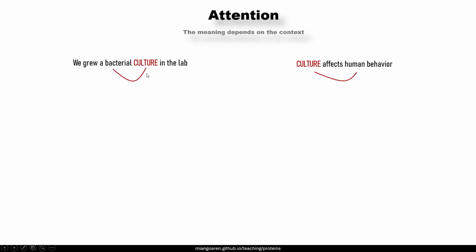Therefore, when we ask what would be the most important word within this sentence in relation to the word culture, in this sentence we could think that it is bacteria, and in this other example it could be human. When we ask what the second most important word would be, in this case it would be laboratory, and in this case it could be behavior. And so the idea is that attention allows us to extract the semantic part of all phrases to give a meaning to a word, based precisely on its entire context.